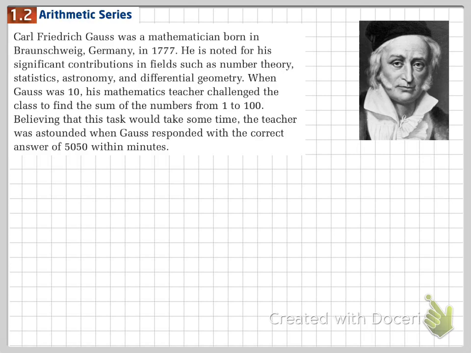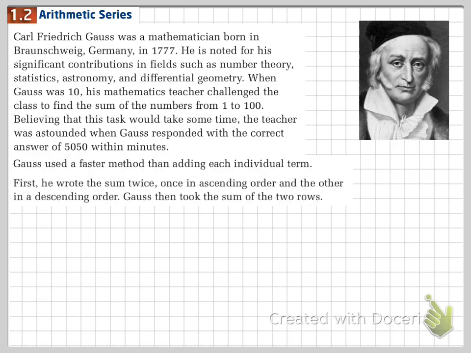When Gauss was 10, his mathematics teacher challenged the class to find the sum of the numbers from 1 to 100. Believing that this task would take some time, the teacher was astounded when Gauss responded with the correct answer of 5,050 within minutes. Gauss used a method that was much faster than adding each individual term.